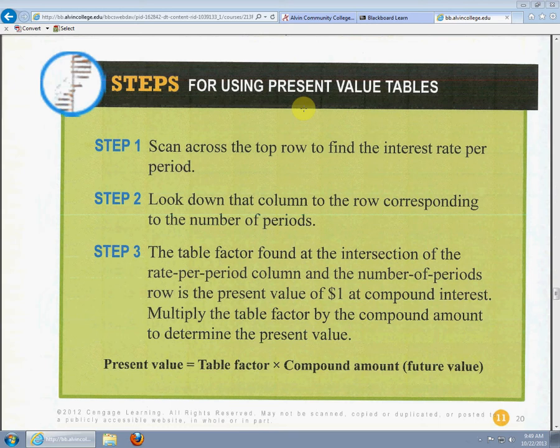Again, if we wanted 100,000 in the future, and we know that we could get 8% compounded quarterly, then we can find out what we have to put in today to have that. So these are the steps for using the present value table, same as what we did with the future value tables. You have to scan across the top to find the interest rate per period. Then you look down to find the corresponding number of periods that you're going to be paid that interest. You find that table factor, and then you multiply it times the amount that you want in the future, to find what you would have to invest now.